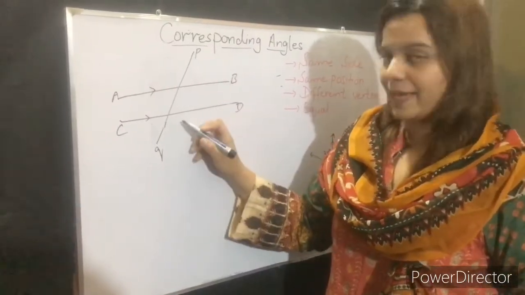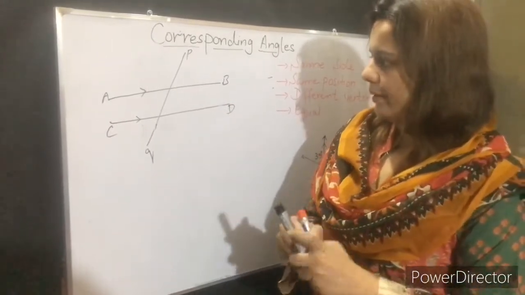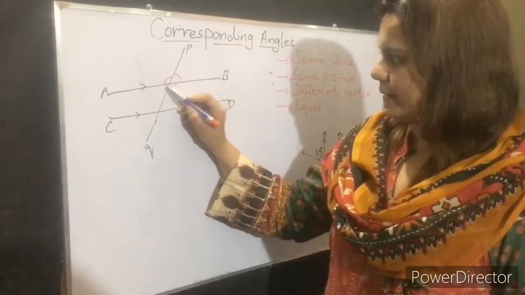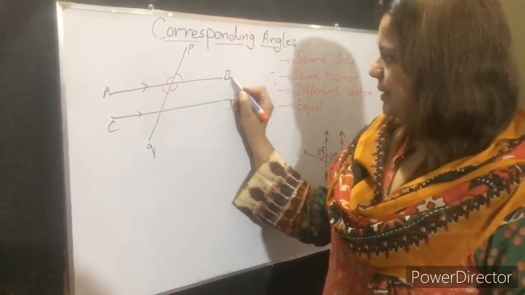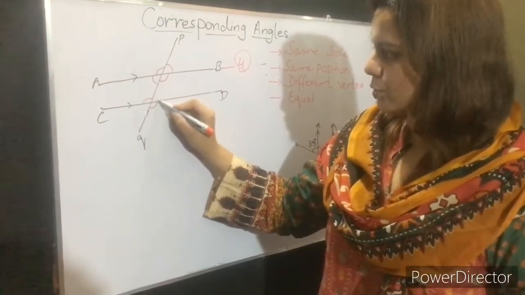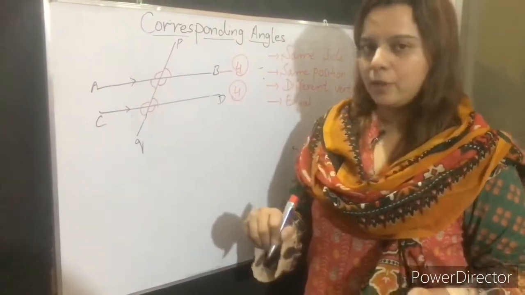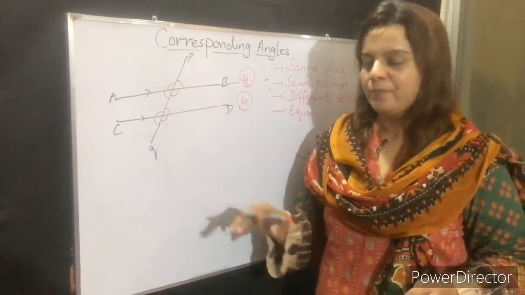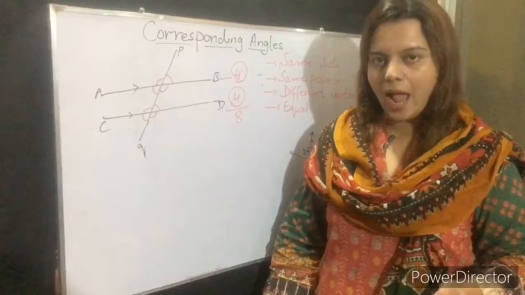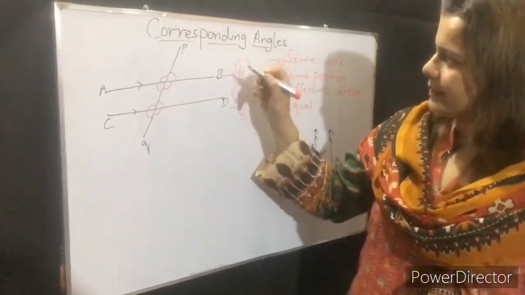And when a transversal line intersects two parallel lines, different angles form. Like angle 1, this angle, another angle. You can see on this line 4 angles: 1, 2, 3 and 4, and on this line 4 angles. Whenever parallel lines are intersected by one transversal, a total of 8 angles are formed. And what types of angles are there? We are going to discuss these angles.